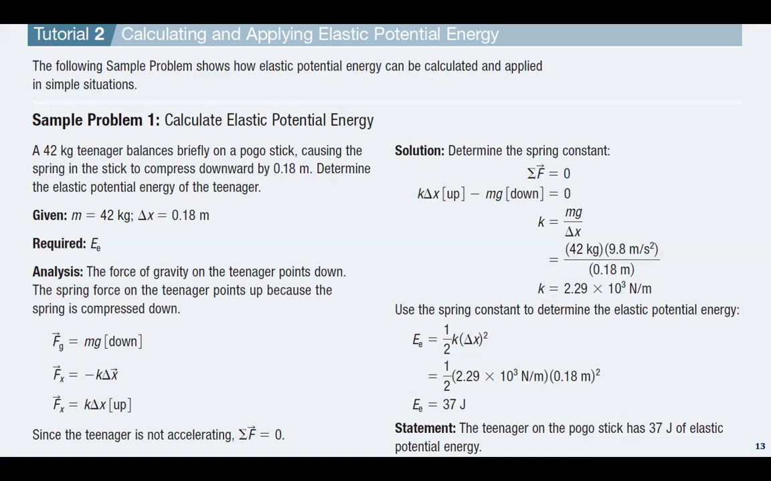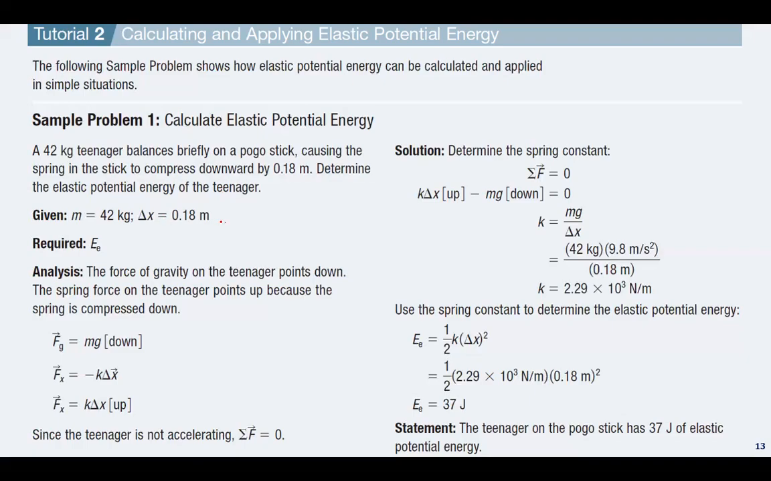So K equals mg over delta X. Then put all the values in. We have K is approximately 2.29 times 10 cubed newtons per meter. Then use the spring constant to determine the elastic potential energy. E equals 1/2 times K times delta X squared, which is about 37 joules. So the teenager on the pogo stick has 37 joules of elastic potential energy. Do you have any questions?